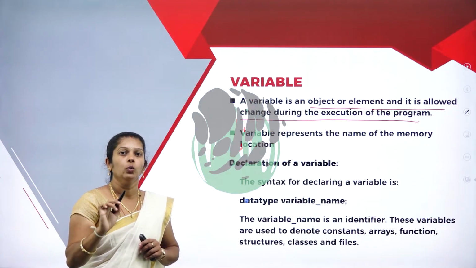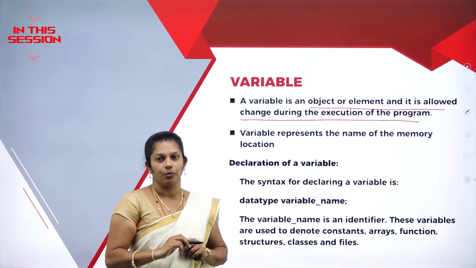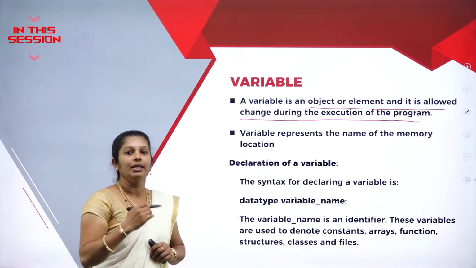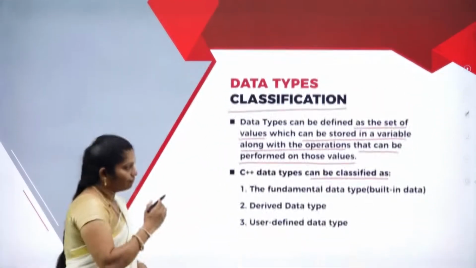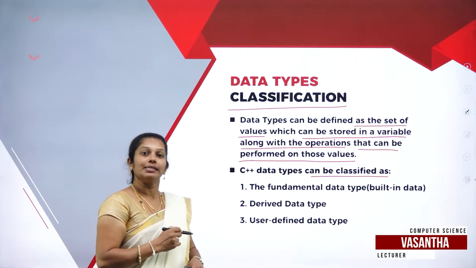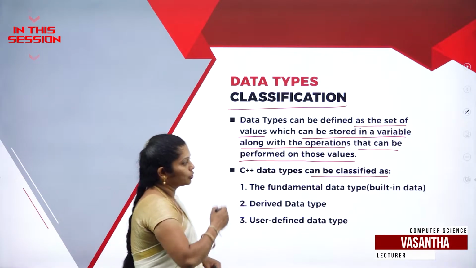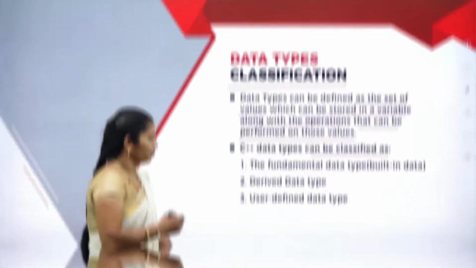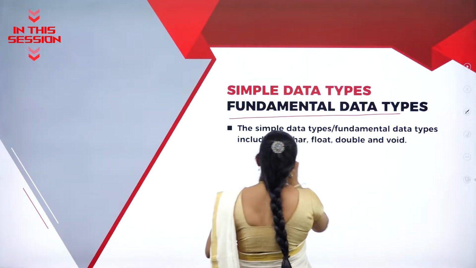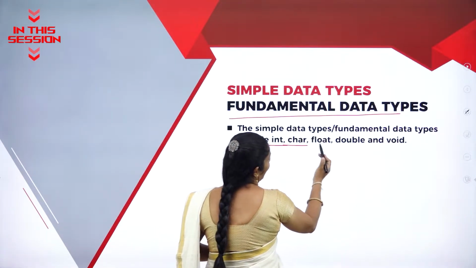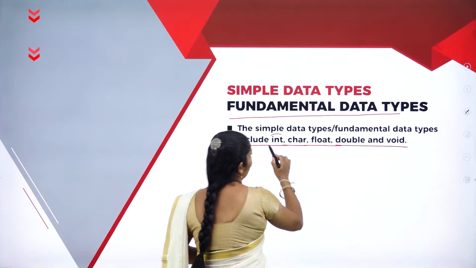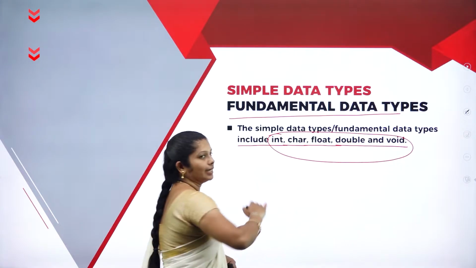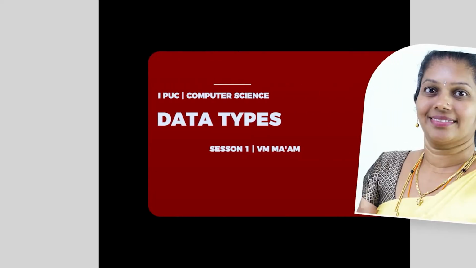Whereas a constant value will never change during the execution of the program, a variable's value will change at the time of execution. The fundamental data type is also called a simple data type, or a built-in data type. The simple data types include int, char, float, double and void. These are the fundamental data types which we are using.